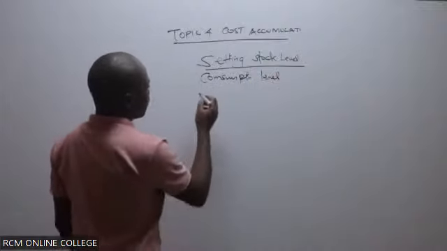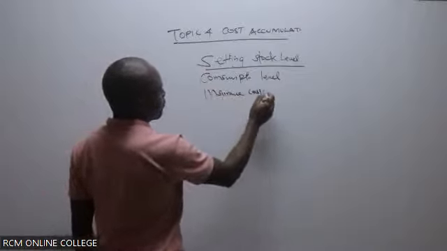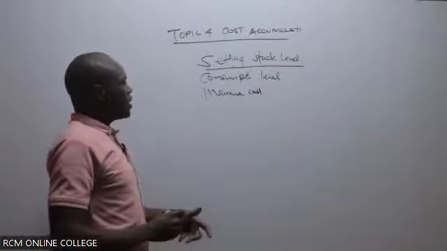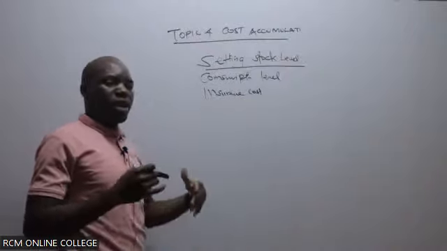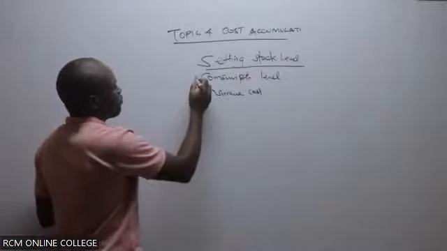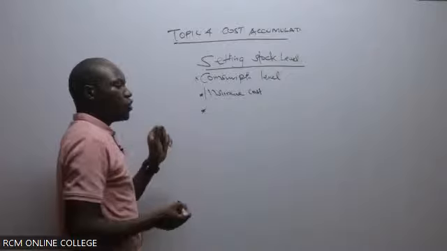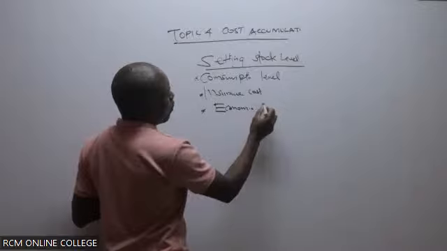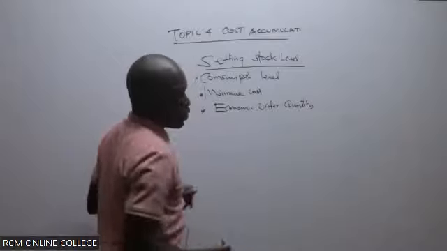I'm able to see insurance cost. There are some goods that you are going to buy and then you insure. So if the insurance cost is so high, you'll reduce the quantity for you not to pay a high amount to the insurance company. Another thing, the setting of the stock level will also be affected by what we call economic order quantity.